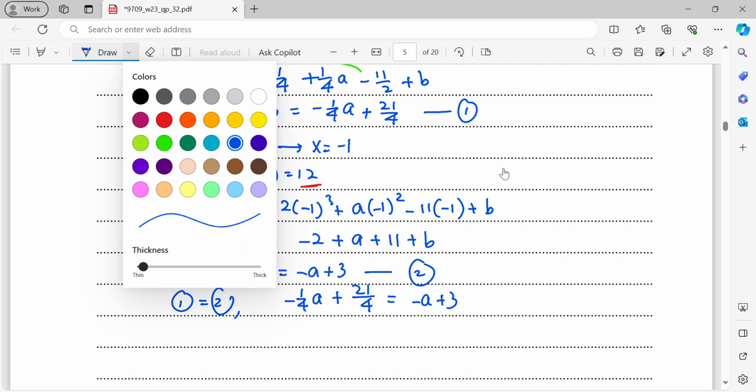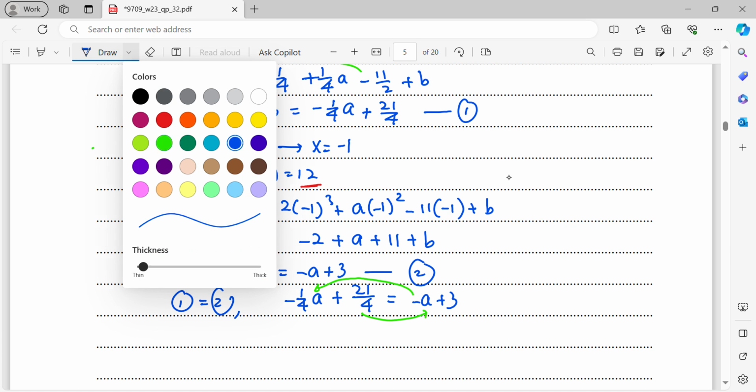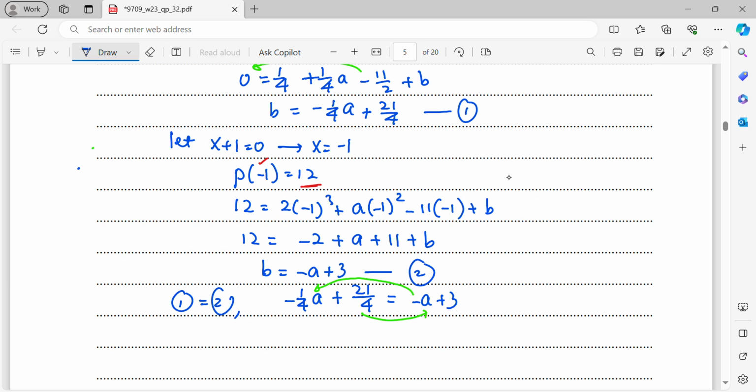So to get a, this minus a moves to the left side and the 21 over 4 will be moved to the right side. Then from here, minus 1 over 4 a plus 1a means you will be getting 3 over 4 a. Then on the right side, 3 minus 21 over 4 will be minus 9 over 4. So the 4 will be cancelled off. You'll be getting 3a equals minus 9. Therefore, your a is minus 3.